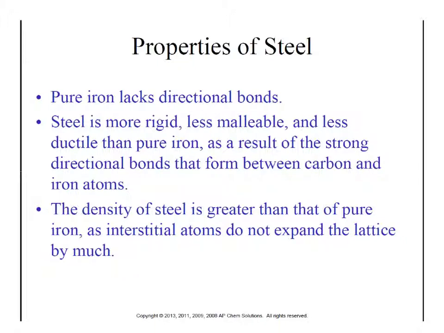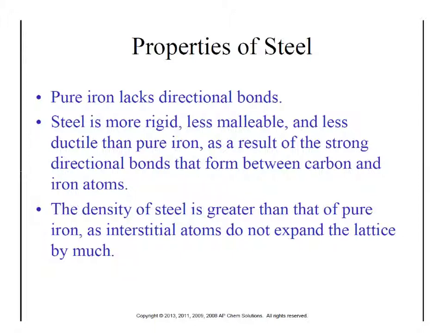So pure iron lacks directional bonds. That means the iron atoms that are sitting next to each other can't really stick together very well, and so it's really easy as a result to bend and twist and even tear iron. However, when we use carbon in between those gaps, it causes there to be bonds between the different layers and different sections of iron atoms and the carbon atoms, and so it holds together and winds up being much, much stronger than just regular iron.